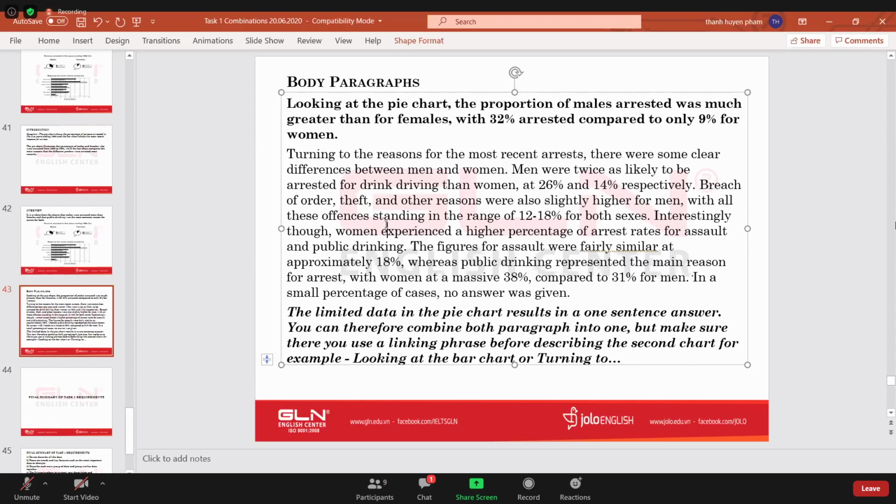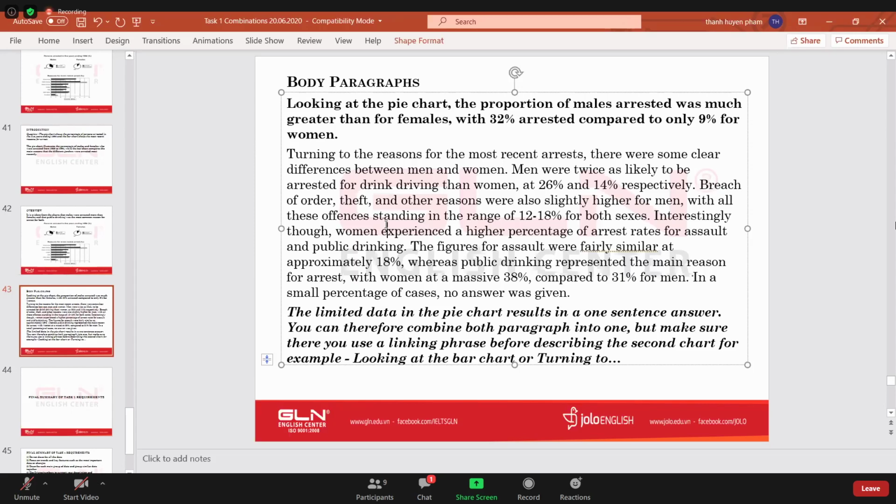Interestingly though, women experienced a higher percentage of arrest rates for assault and public drinking. The figures for assault were fairly similar, at approximately 18%, whereas public drinking represented the main reason for arrest, with women at a massive 38% compared to 31% for men. So in a small percentage of cases, no answer was given.